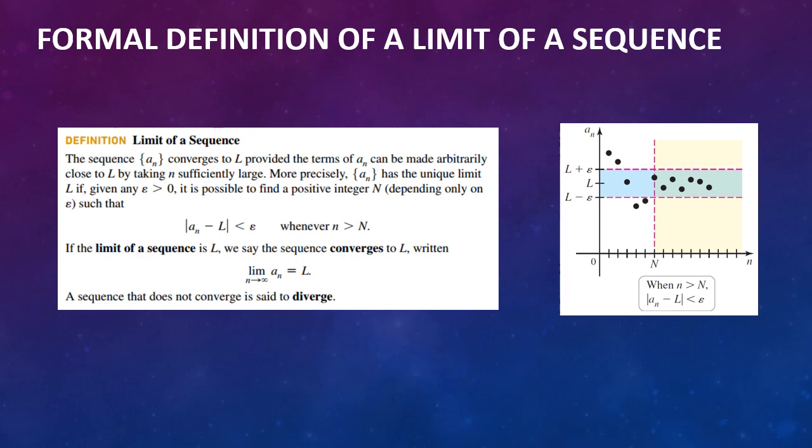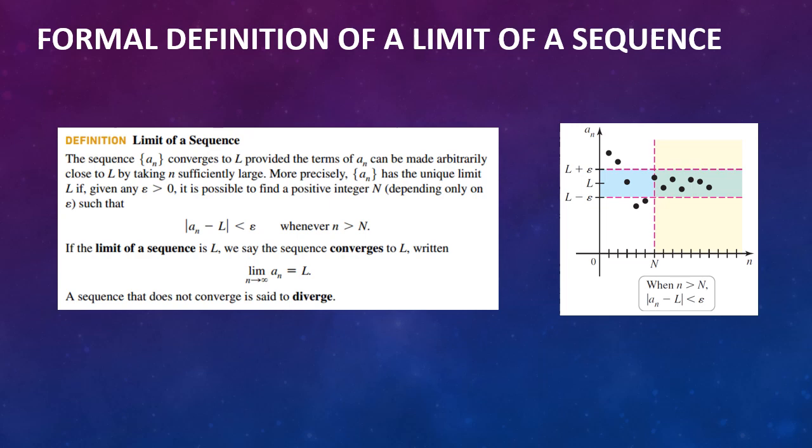As with limits of functions, there is also a formal definition of the limit of a sequence. The sequence a sub n converges to L provided the terms of a sub n can be made arbitrarily close to L by taking n sufficiently large. More precisely, a sub n has a unique limit L if given any lowercase epsilon greater than 0, it is possible to find a positive integer uppercase N depending only on lowercase epsilon, such that the absolute value of a sub n minus L is less than lowercase epsilon for lowercase n greater than uppercase N.